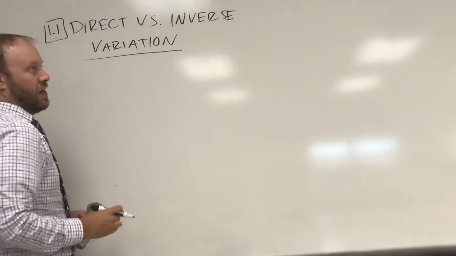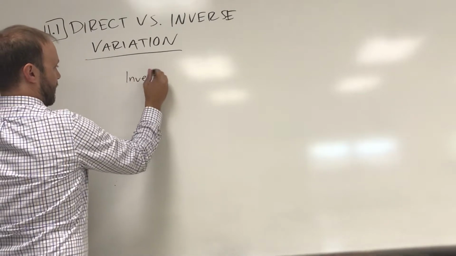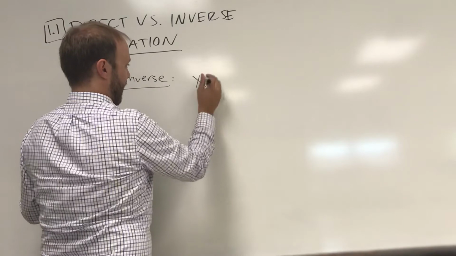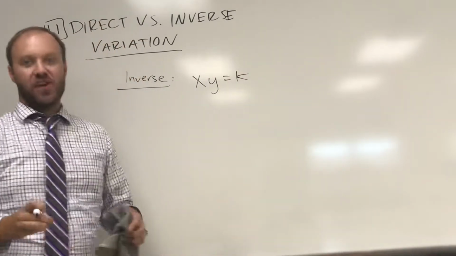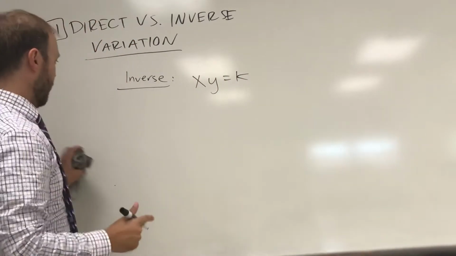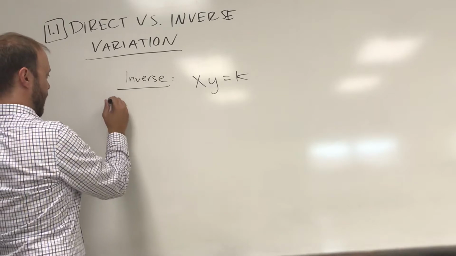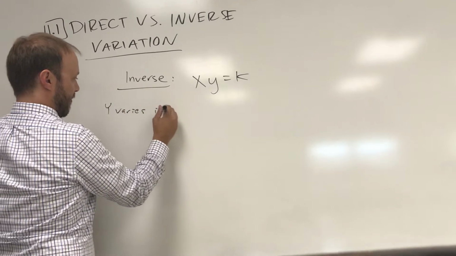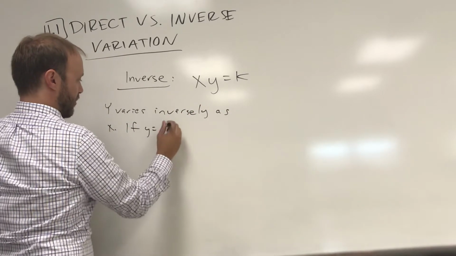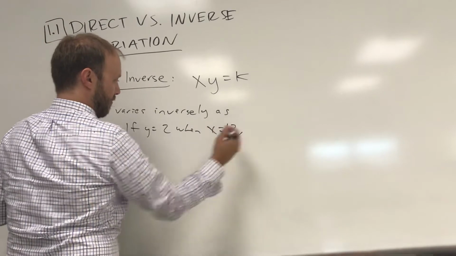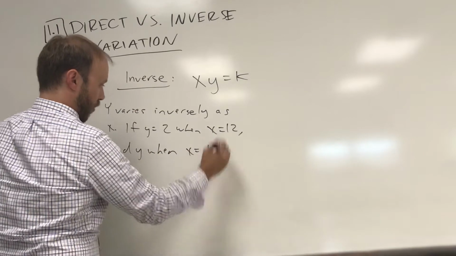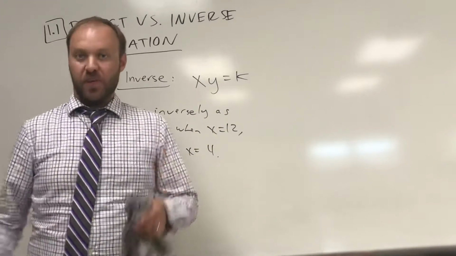Inverse. So inverse variation is a little different setup. The base equation they're going to give you for inverse variation is usually x times y equals k. Okay, and what that tells you is your x and your y are always going to multiply to equal the same constant value. All right. So, for example, if I have something like y varies inversely as x, if y equals 2 when x equals 12, find y when x equals 4, something like that. You can just fill those values in as well.